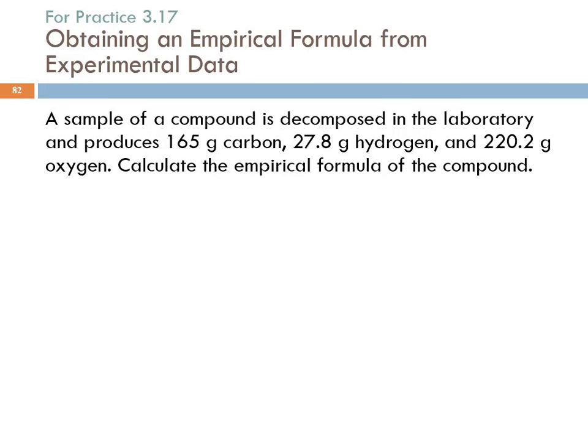Let's do an example, because all of that stuff just doesn't make much sense. A sample of a compound is decomposed in the laboratory and produces 165 grams of carbon, 27.8 grams of hydrogen, and 22 grams of oxygen. Calculate the empirical formula of the compound.